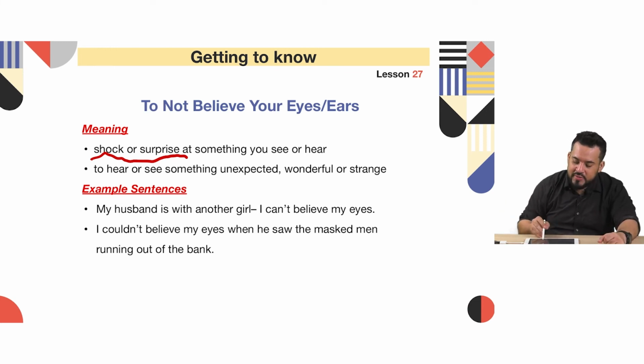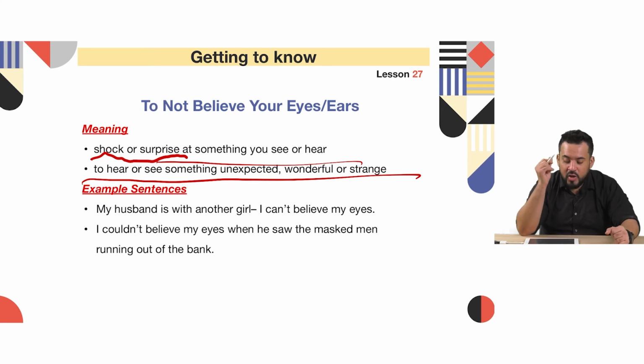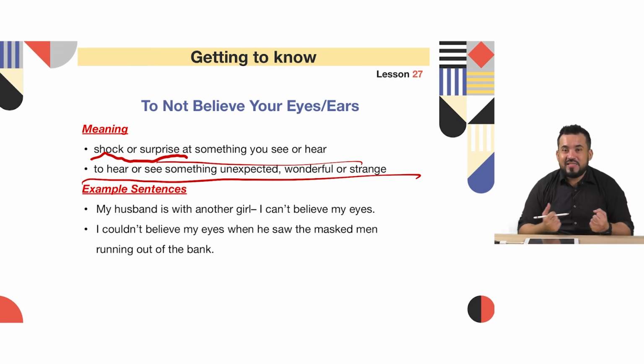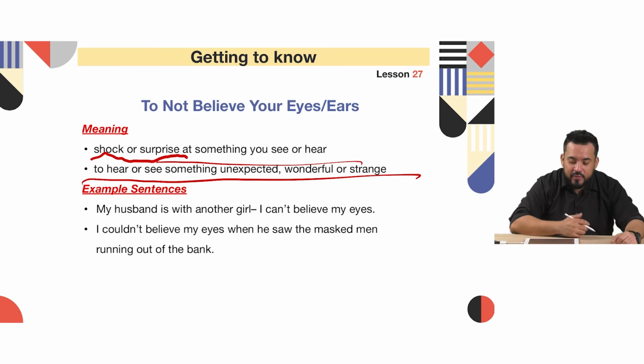Shock or surprise is something you see or hear. To hear or see something unexpected or wonderfully strange. Okay, so to not believe your eyes, it could be something shocking, surprising, exciting, that you cannot believe is happening. All right, let's take a look at some examples.